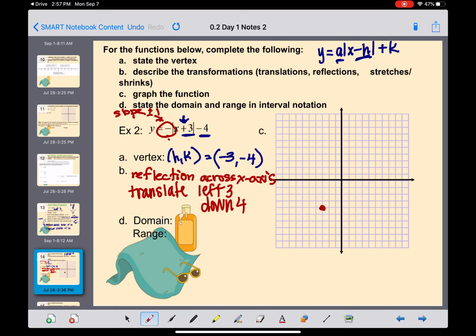Okay, so now I'm going to graph the two sides of the lines, and since the slope is 1 and negative 1, we just have to remember it's opening down. This tells me also opens down. Okay, so I'm going to make my slope of 1 and negative 1, down 1 over 1, down 1 over 1. So this is my absolute value function.